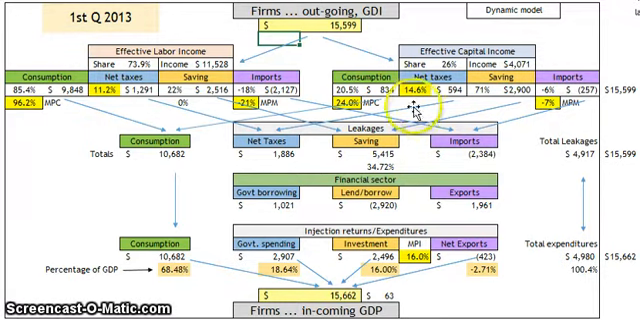Now here's the model. We have the net tax rate, the effective tax rate on capital, at 14.6%, and the effective tax rate on labor is 11.2%. Together, the government will collect $1.886 trillion in taxes from capital and labor.